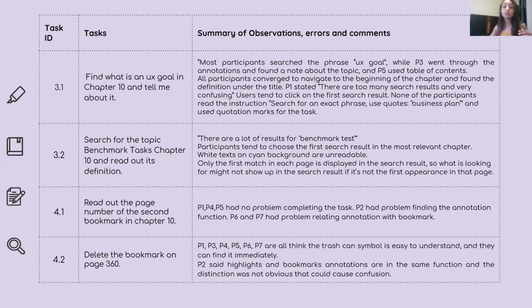The problems faced in these tasks were related to finding the chapter relevant to the keyword. Whenever they were inserting the keyword, they could see that there was a blue bar, but they couldn't find the most relevant chapter. They had to scroll down to find the most relevant chapter related to it. And the most difficult thing that every participant faced at least once here was relating annotations to bookmarks. They didn't know that they could find the bookmark in the annotations icon.